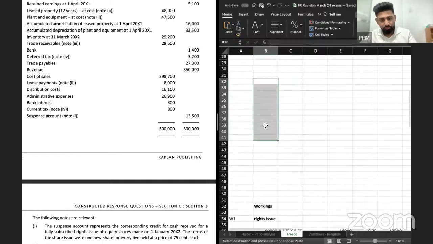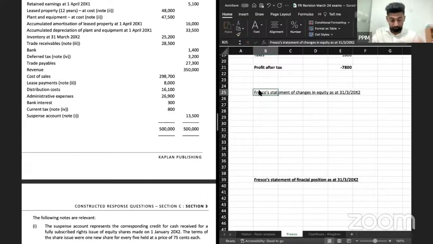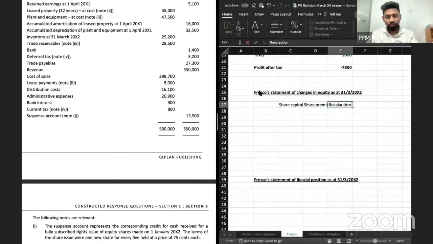Yeah, that's right. So let's put up Frisco's statement of changes in equity as at 31st March 2012. Okay. What do you have? Share capital, share premium, revaluation, and retained earnings. Everybody, give me the brought forward figures.